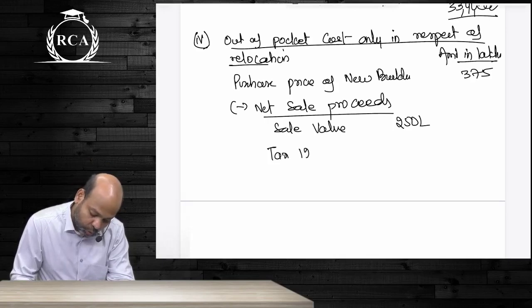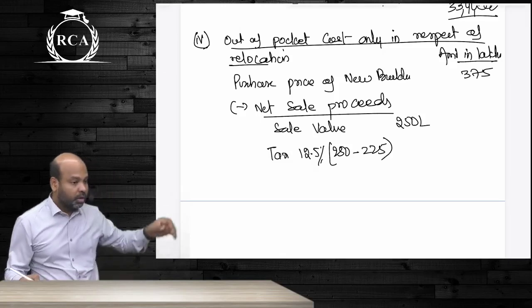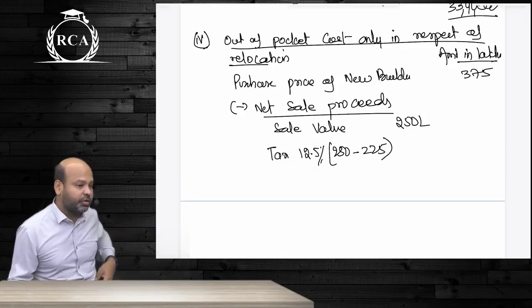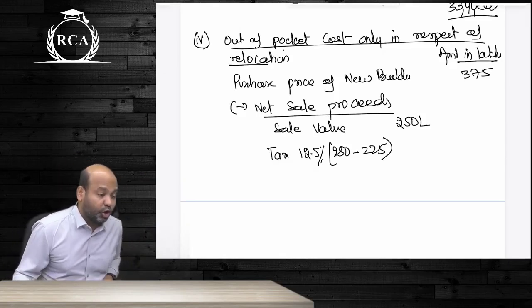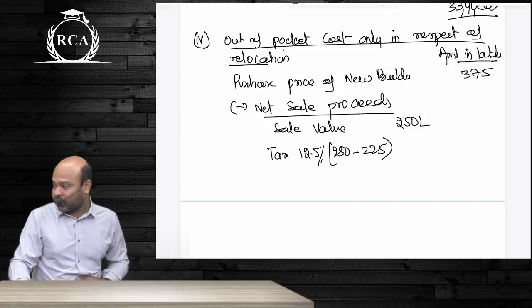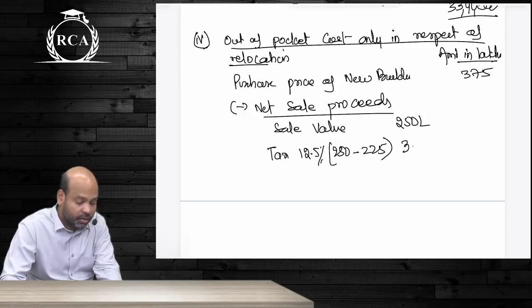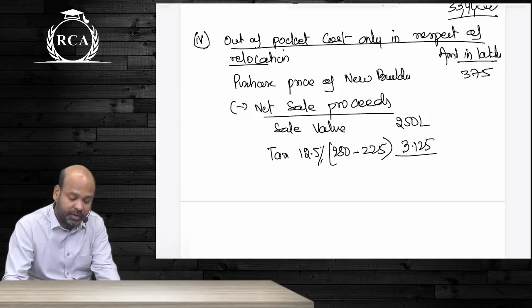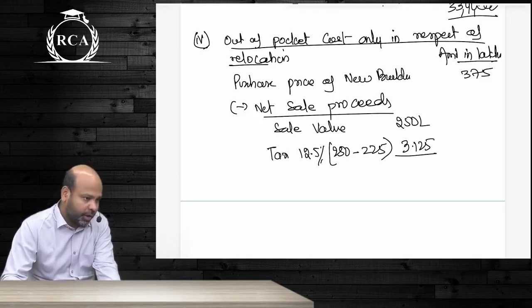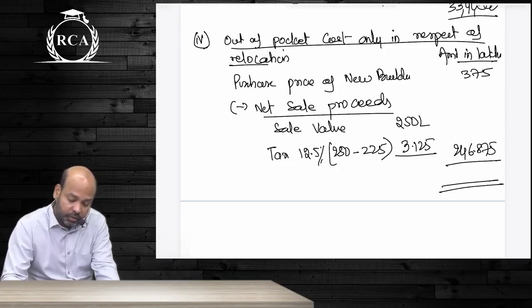Tax will be 12.5% on 250 lakhs minus 225 lakhs. वापस पढ़ो बेटा, वो 250 lakhs में बेच रहे हो. The question says the indexed cost of acquisition is 225 lakhs. So your gain is only 25 lakhs. On that 25 lakhs we will pay a tax of 12.5%, which is 3.125 lakhs. That means though I am selling it for 250 lakhs, I will have to immediately pay a tax of 3.125. So my net sale proceeds will be 246.875.